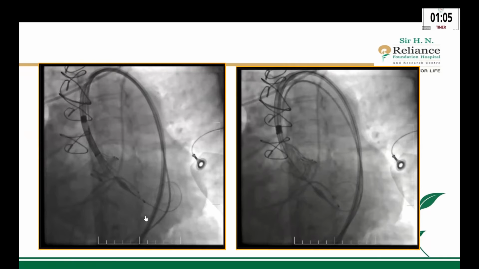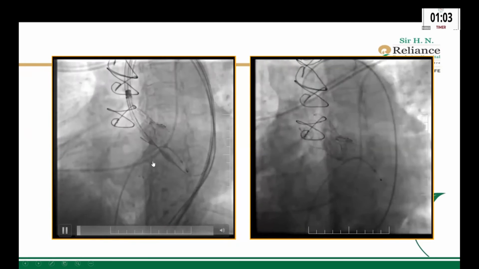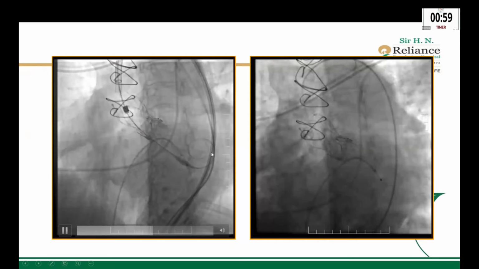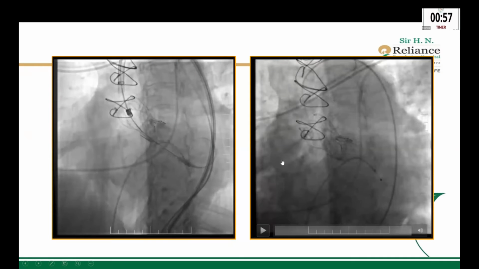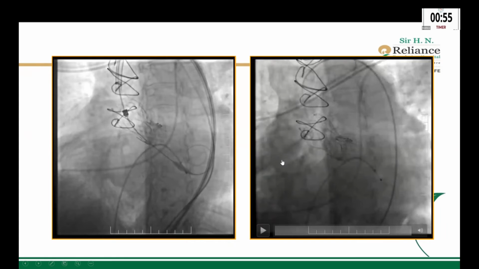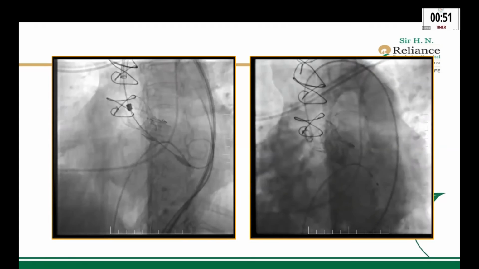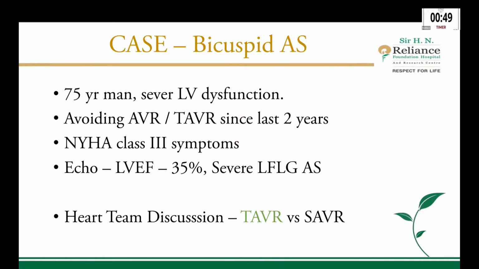And this is the picture where we release the valve. So this is the valve being released. This is a valve-in-valve procedure in a Bentall patient. And this is the final result. No PVL, good result, no gradients. So this was about post-Bentall TAVR.